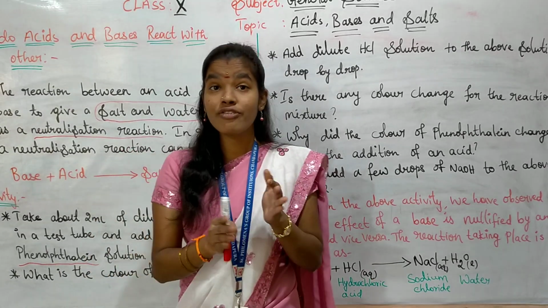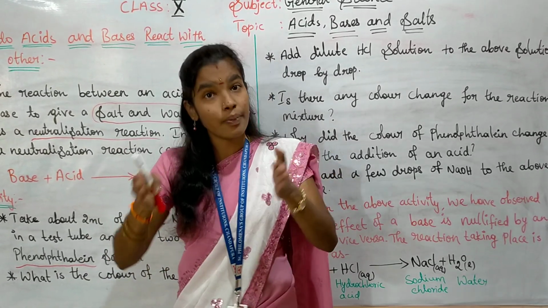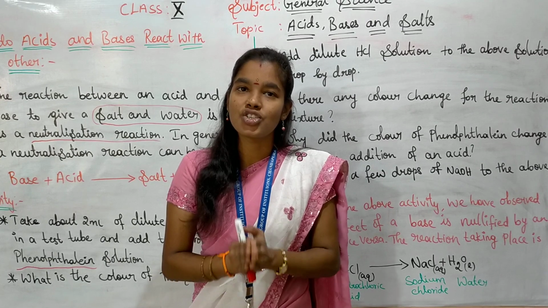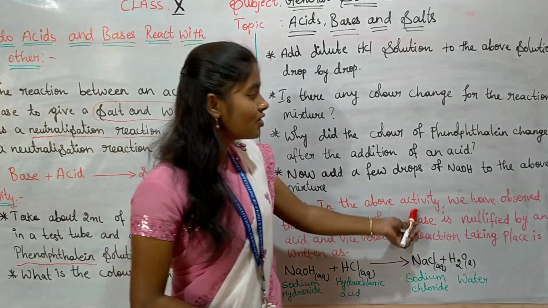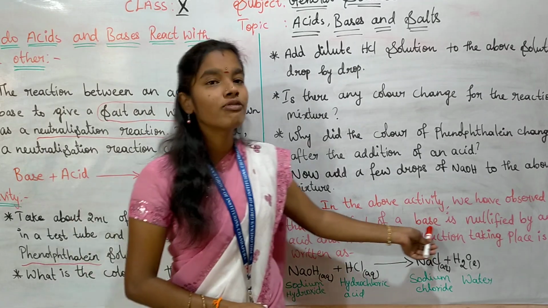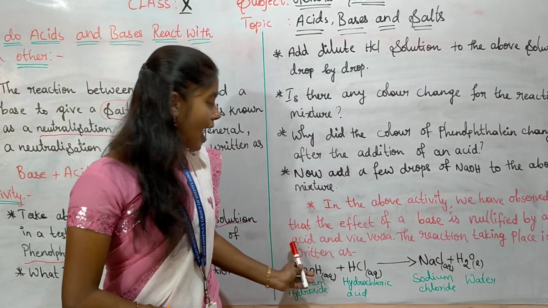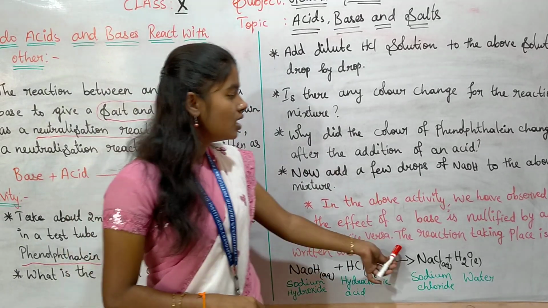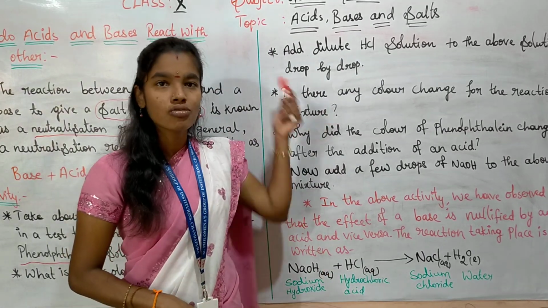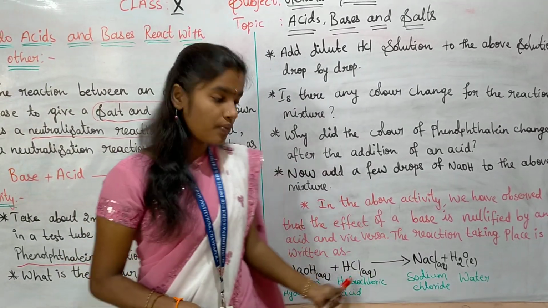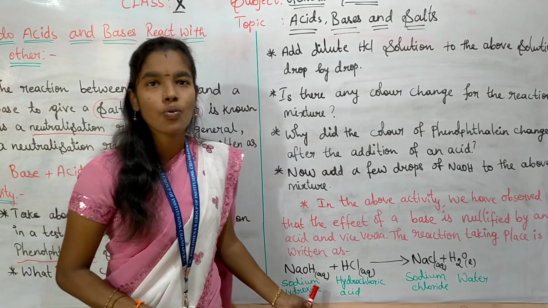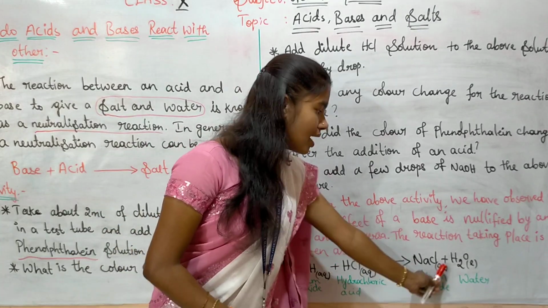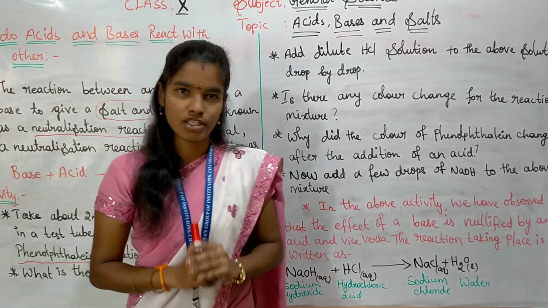So what happened? The reaction between an acid and a base to give a salt and water is nothing but a neutralization reaction. In the above activity, we observed that the effect of a base is nullified by an acid, and vice versa. The reaction taking place can be written as sodium hydroxide, NaOH, plus hydrochloric acid gives sodium chloride and water. I hope all understood.